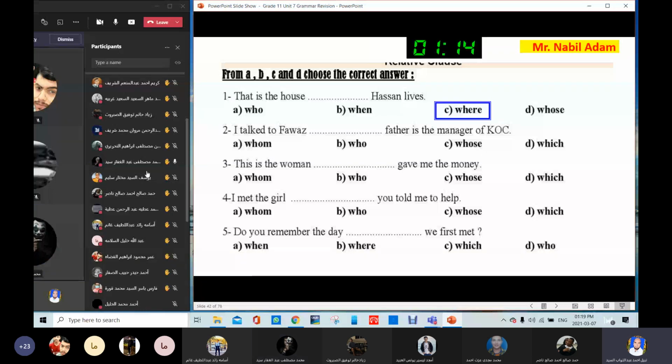Thank you, Muhammad Mustafa. Turn off your mic, please. Jubran. Yes, we can say that's the house which Hassan lives in, or in which Hassan lives. So we can use which for places, but you should have the preposition. Okay, number two. Let's see, Kareem.